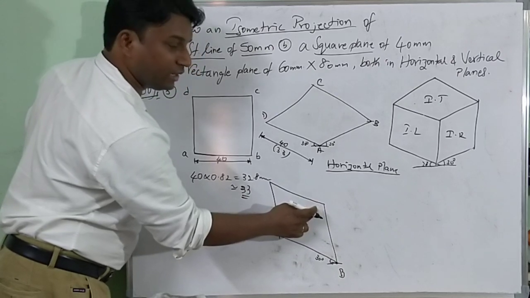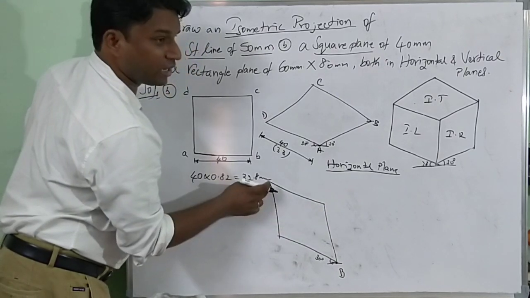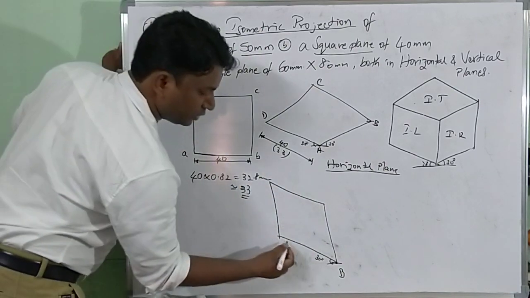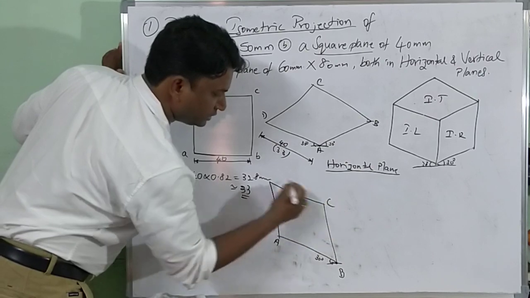Vertical straight line of 33 mm. From here, another vertical straight line of 33 mm. Now join this, we will finish. That is B. With respect to B we have done, so here A, B, C, D.